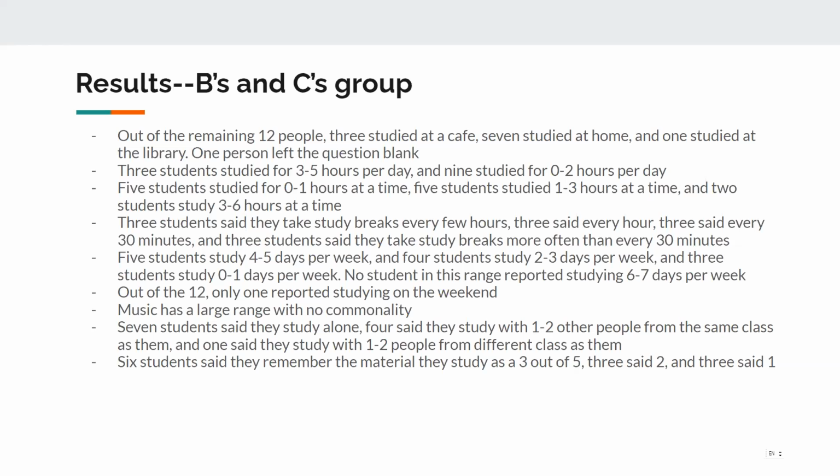Once again, music had a large range between the students, and there was no common ground between them. 7 students said that they study alone, 4 said they study with 1 to 2 other people from the same class as them, and 1 said that they study with 1 to 2 other people from a different class as them. 6 students said that they remember the material they study as a 3 out of 5, 3 students said 2 out of 5, and 3 students said 1 out of 5.